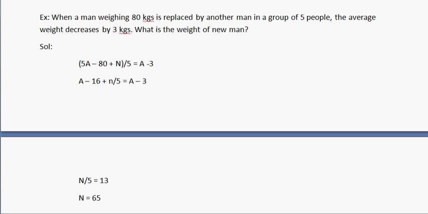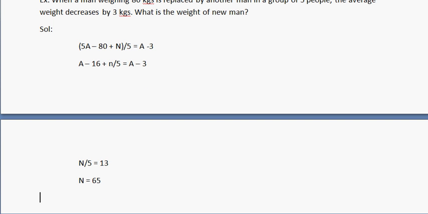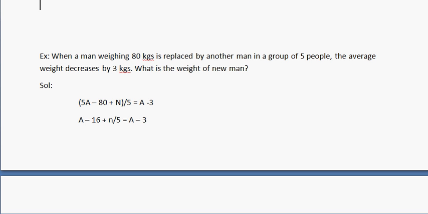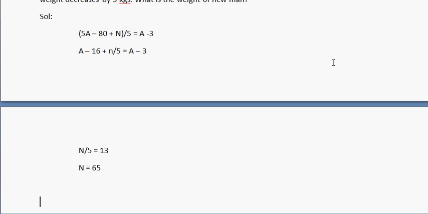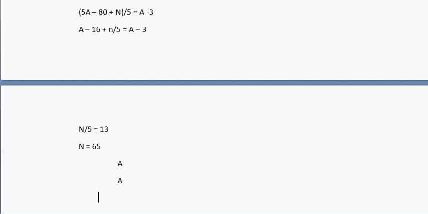Now let's see the mental trick, right? Now this 80 kg man is contributing higher than the rest of the group, the rest of the 4 people in the group. How much higher is he contributing? He is contributing 3 kgs higher for each one. So let's say the average was A, so we can say that each person had A weight, right? There are 5 persons with A weight.